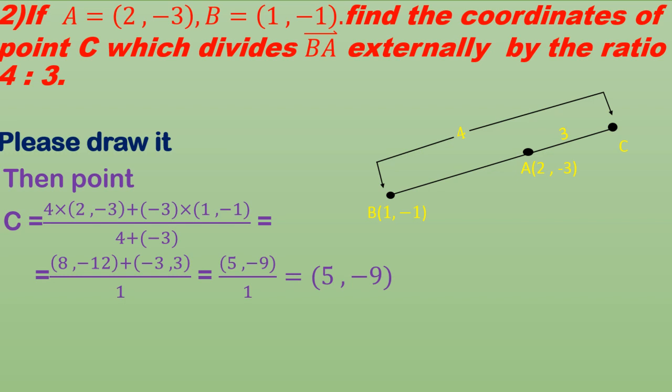Then 4 times 2 will be 8, and 4 times negative 3 will be negative 12. Negative 3 times 1 equals negative 3, and negative 3 times negative 1 equals positive 3. The sum of 4 and negative 3 equals 1. Adding the two vectors: 8 plus negative 3 is 5, and negative 12 plus 3 is negative 9, over 1. So the coordinate of point C is (5, negative 9).